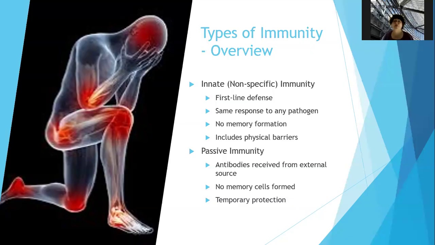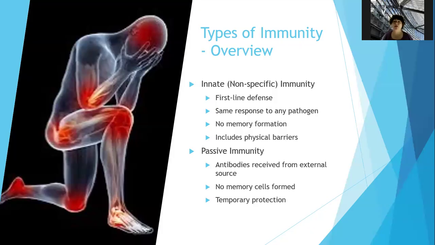Our passive immunity is antibodies that are received from an external source. So any pathogen or foreign cell that comes into our system is called an antigen. And our response to antigens in the immune system are often antibodies that are key to a specific antigen. In passive immunity, we also don't form any memory cells.